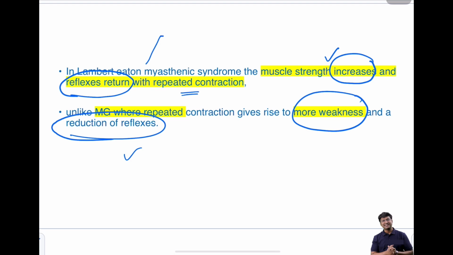And in Lambert-Eaton myasthenic syndrome, what is the drug of choice? It is 3,4-diaminopyridine. That is the drug of choice in case of Lambert-Eaton myasthenic syndrome. So this is about the discussion on neuromuscular junction disorder.